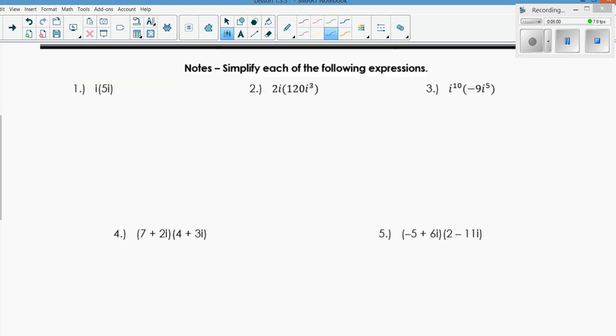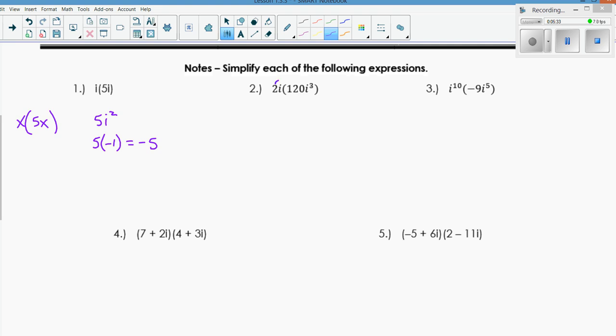So let's multiply. We spent most of yesterday adding and subtracting. Today's going to focus on multiplying. So i times 5i, you just want to think about it as 5i times i, which is 5i squared, and we're always going to simplify now that we can simplify i. You should always reduce it down to an i. So i squared is negative 1. 5 times negative 1 gets me negative 5.